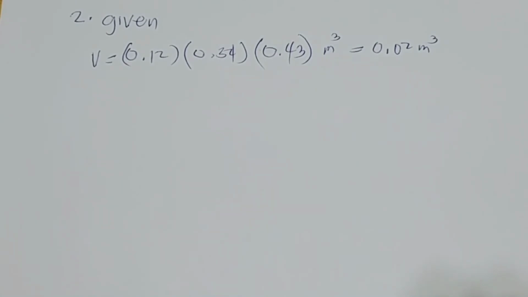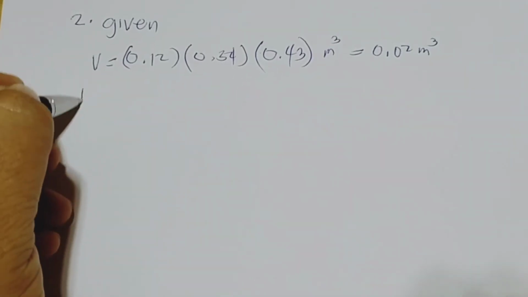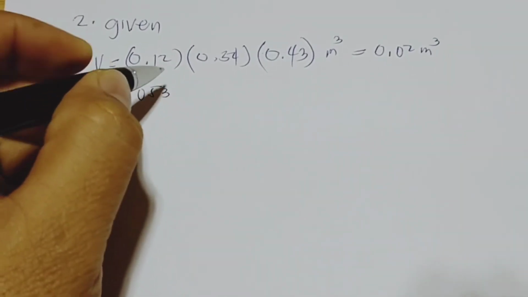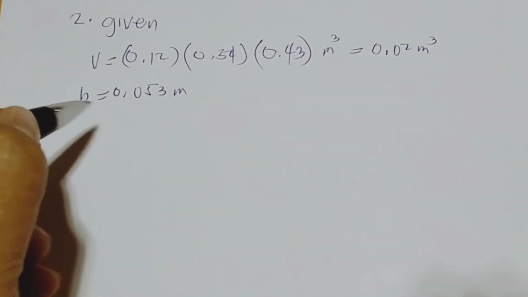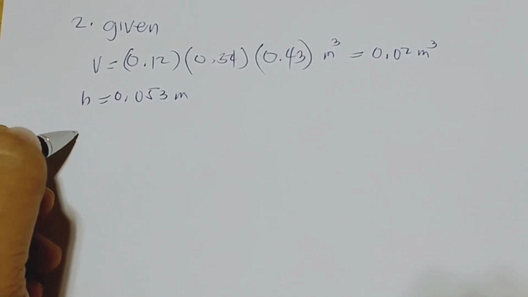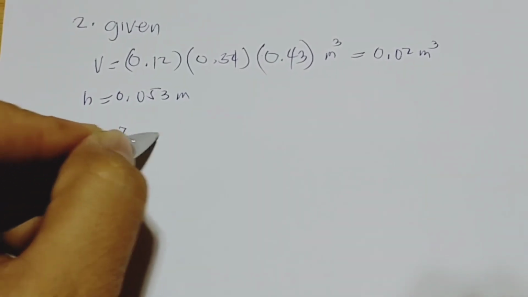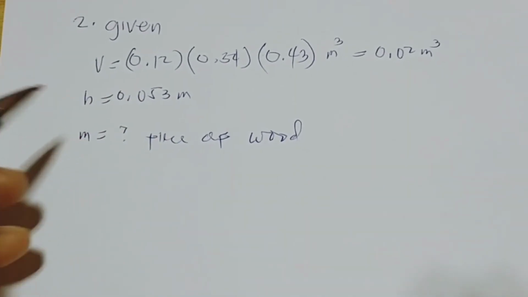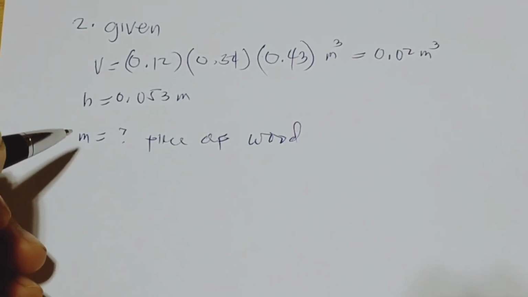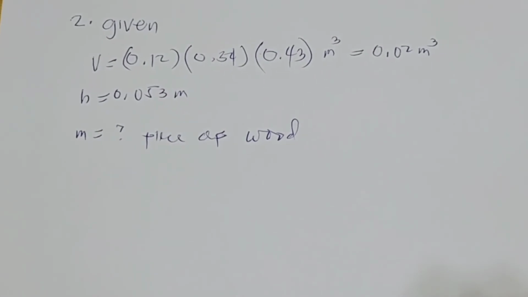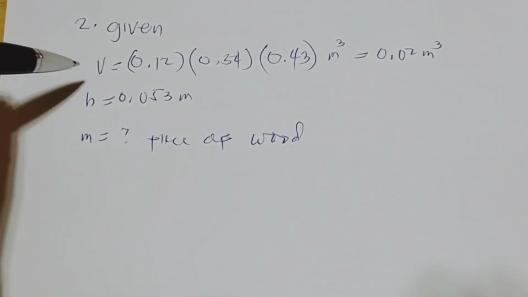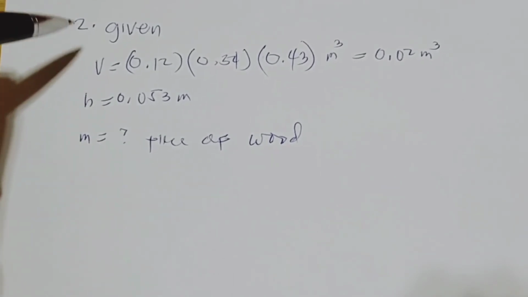And then another given, height of submersion, which is 0.053 meters. But since ang hinahanap po natin dito is mass of the piece of wood, so mass of piece of wood submerged for this height. So anong gagawin po natin with this problem? If we will analyze the given problem, we're looking for the mass of a piece of wood which is submerged in the water.